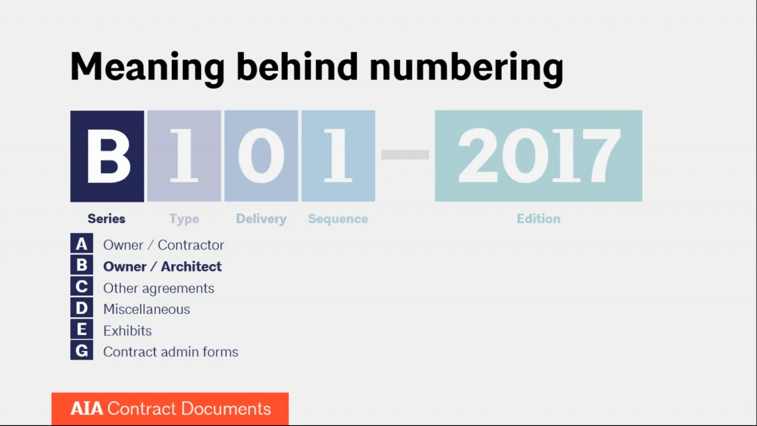So as I talked about the series earlier, there's 6 series. A is owner-contractor agreements. The B is for owner-architect agreements, and that's going to be the focus of today's presentation. C is for other agreements. D is for miscellaneous. E is for exhibits. And G is for contract administration forms.